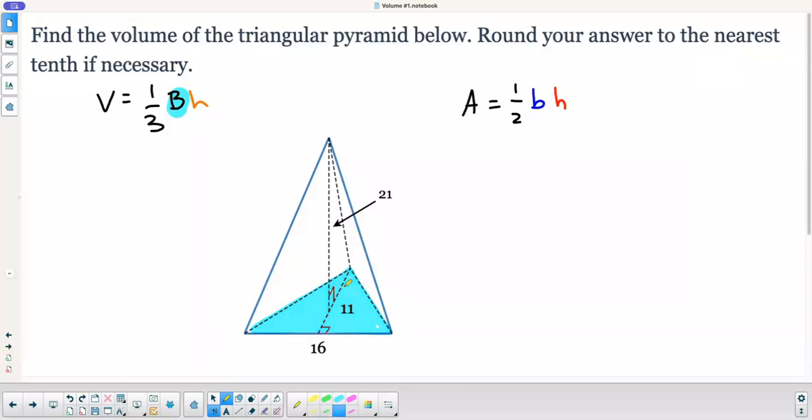The height of the pyramid is from the top of the pyramid down to the base at 90 degrees. You see how they have that 90-degree angle right there? But then we have to find the area of the triangle. The base of the triangle is right there. That's why I colored that in blue. And then the height of the triangle is right here. It goes to it at 90 degrees. So that is the height of the triangle.